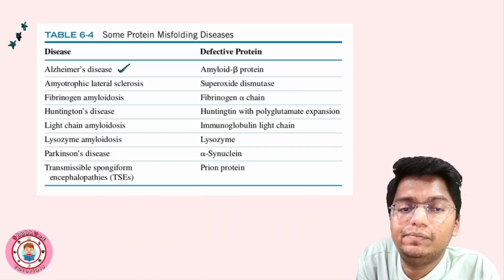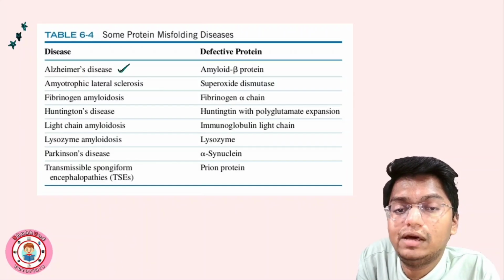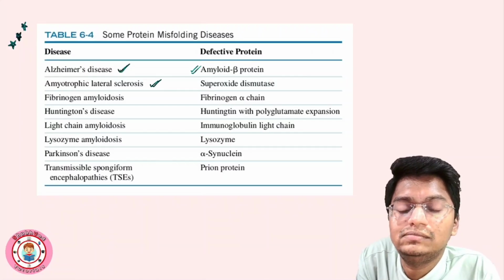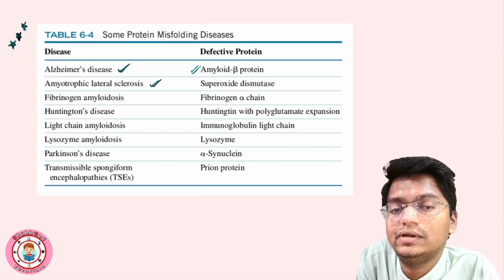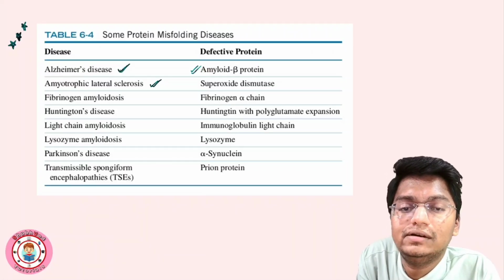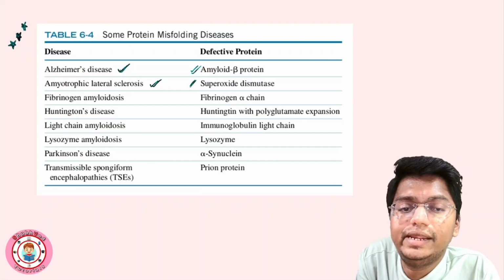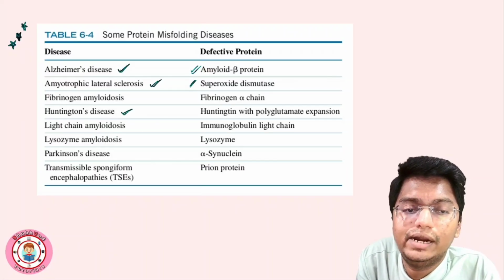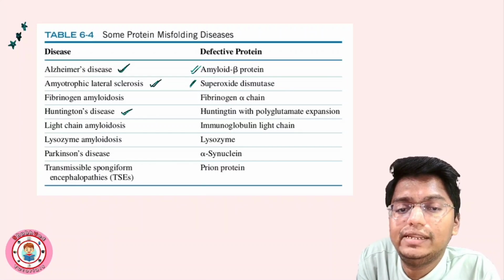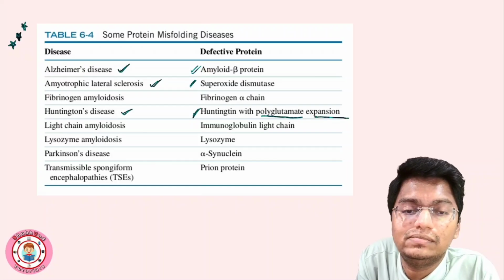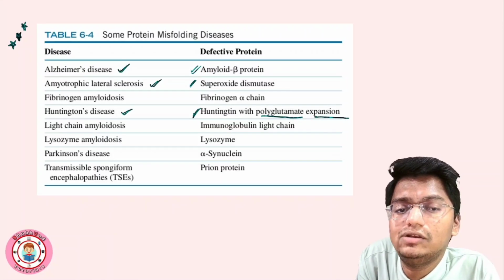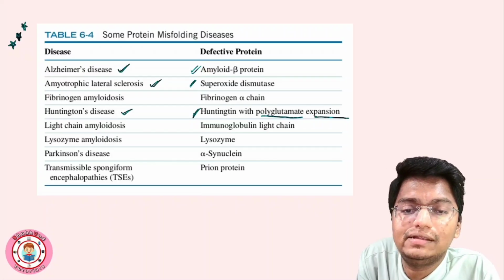तो अल्जाइमर डिजीज वेरी इंपॉर्टेंट है, जिसमें डिफेक्टिव प्रोटीन अमाइलॉइड बीटा प्रोटीन है. राइट, देन ALS, अमायोट्रोपिक लैटरल स्क्लेरोसिस, जिसमें प्रोटीन सुपर ऑक्साइड डिसम्यूटेज इज डिफेक्टिव. हंटिंगटन डिसीज एक इंपॉर्टेंट है बहुत. हंटिंगटन डिसीज वेयर द डिफेक्टिव प्रोटीन इज हंटिंगटिन विथ पॉलीग्लूटामेट एक्सपांशन. राइट, मतलब पॉलीग्लूटामेट, ग्लूटामेट जो है उसका रिपीट्स बहुत इंक्रीज होता है, नंबर ऑफ रिपीट्स इंक्रीजेस.